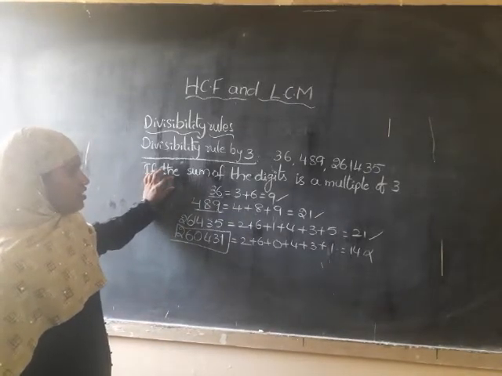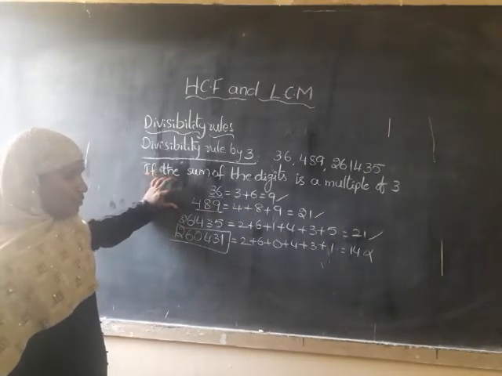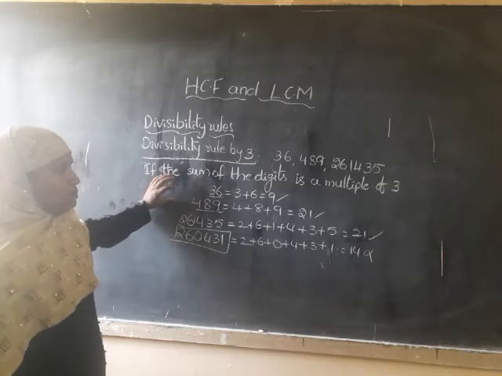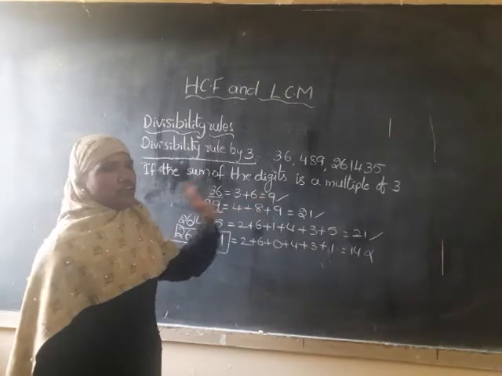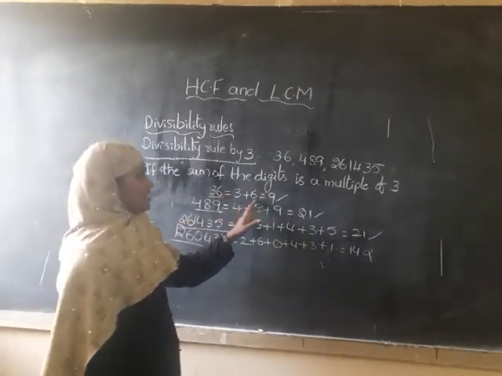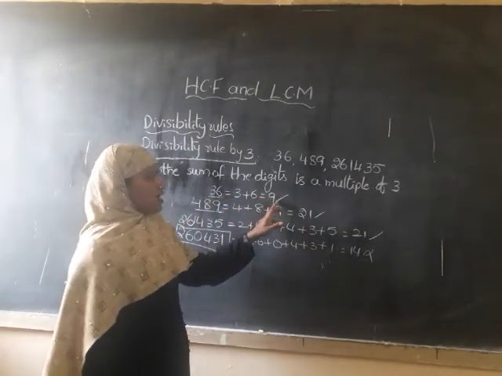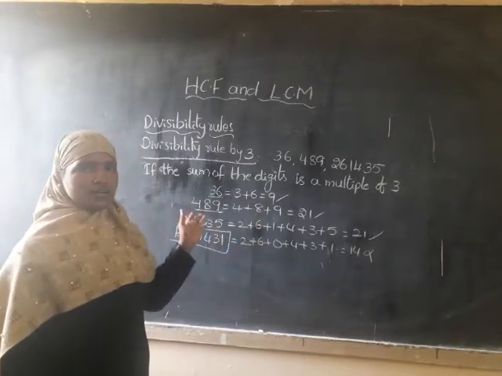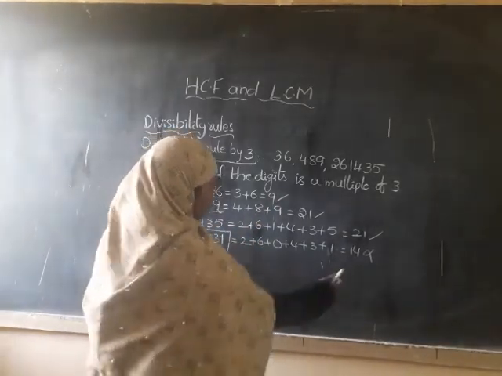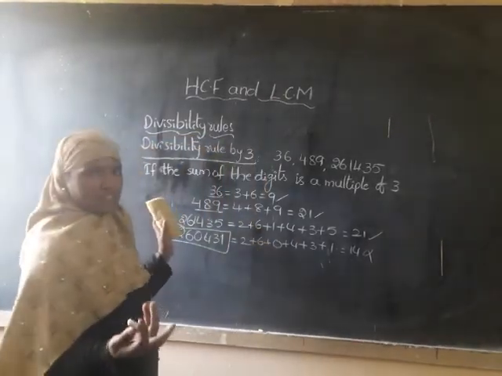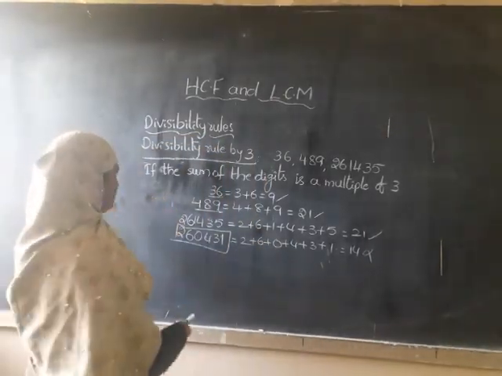From this you can say whether the numbers are completely divisible by 3 or not, only by adding the digits. Sum of the digits is a multiple of 3. If you add the digits, the answer should be a multiple of 3. Then that number is completely divisible by 3. If not, then that number is not completely divisible by 3.